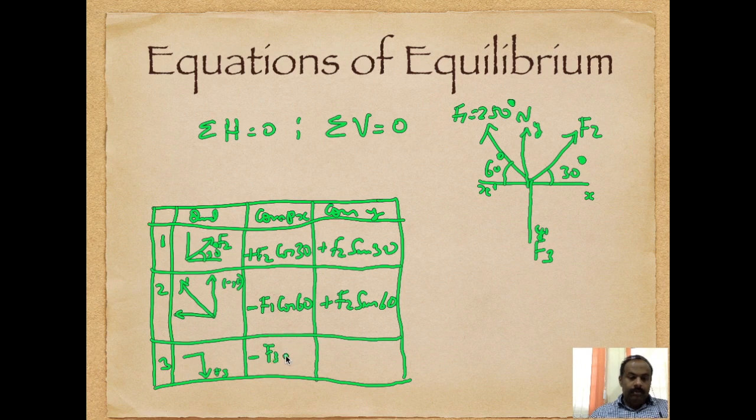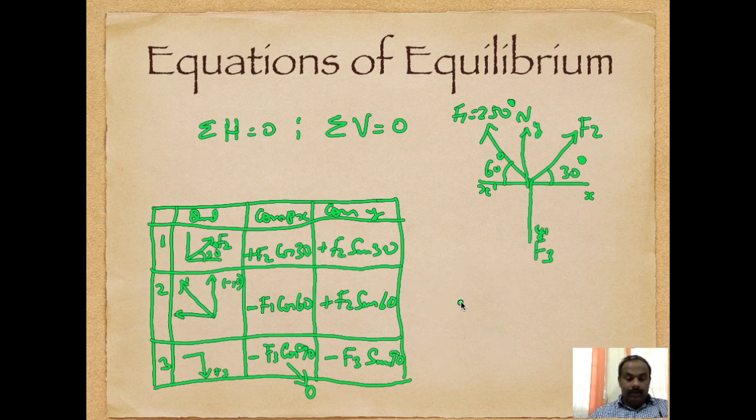F3 cos 90. Cos 0 is 1 and cos 90 is 0, sorry. And minus F3 sin 90, and sin 90 is 1. Cos 0 is 1 and cos 90 is 0. So this term will become 0. Okay, so now let's add it up.